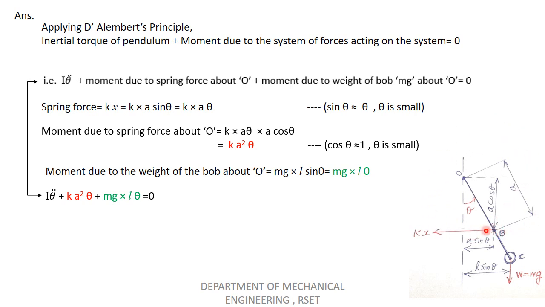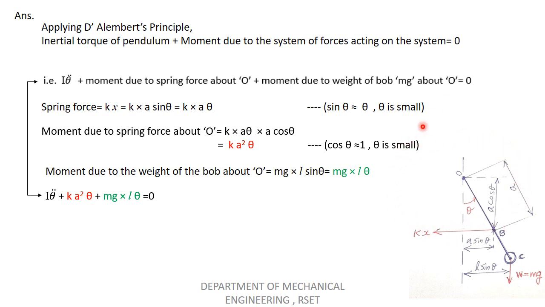If the moment due to weight is in the clockwise direction, then we will take it as positive. Otherwise, we will take it as negative. So what is the direction of the moment due to spring force? It is acting towards the left, you know that. And this is the perpendicular distance, A cos theta. So with respect to O, this is creating a clockwise moment. Kx is creating a clockwise moment. Okay, you can see this.